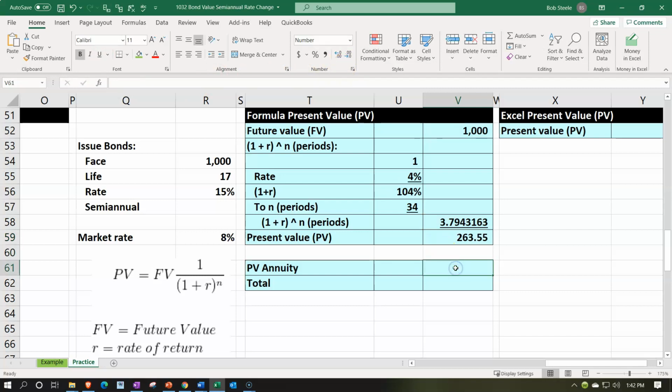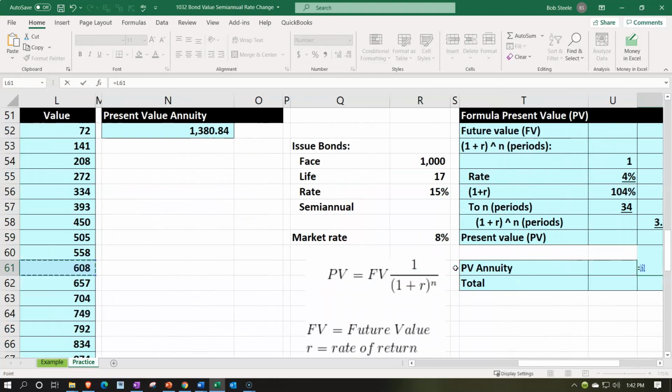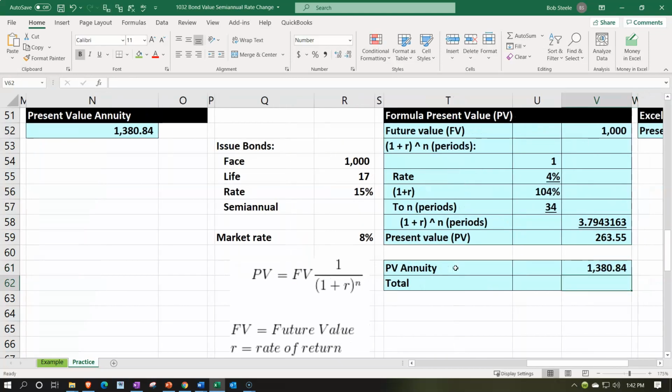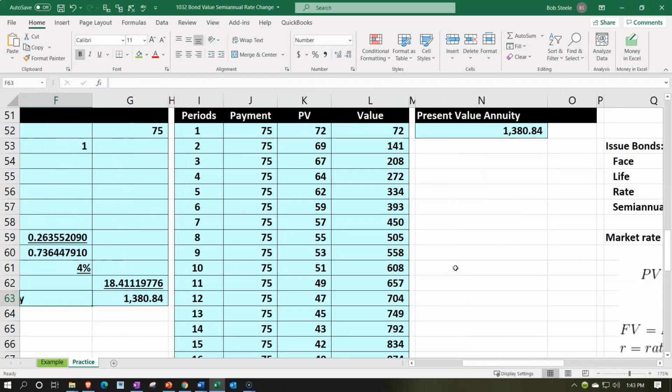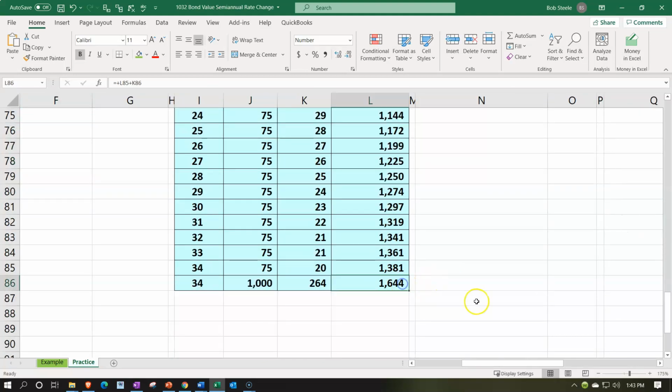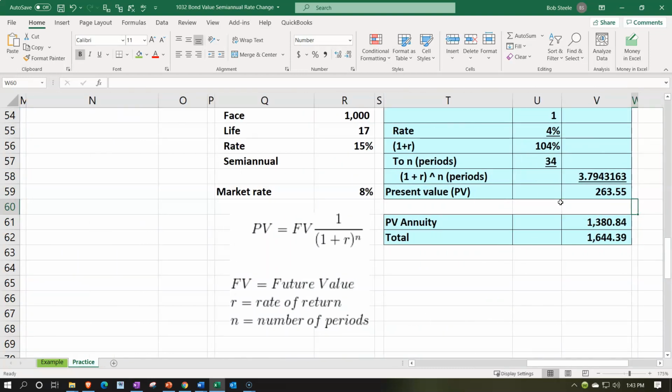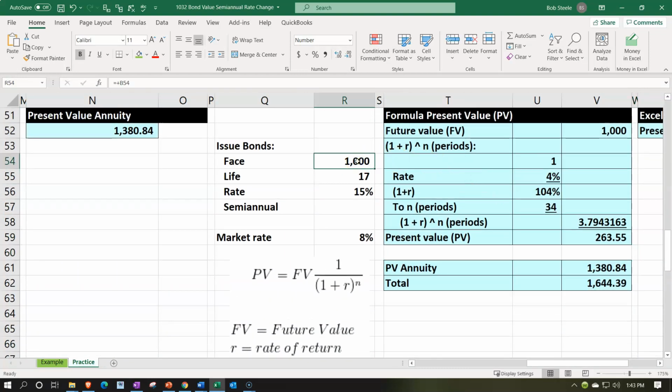Now, that's the present value of the 1,000. If we add that to the present value of the annuity portion we got here, the payments, which was that 1,380.84, then we get the price at this point, which is that 1,644.39. That's what we got down here at the bottom of the annuity table too, 1,644 without the pennies. So that looks good. And that, of course, is greater than the face amount due to the fact that the market interest rate is lower than the rate on the bond, so people are willing to pay a premium for it.